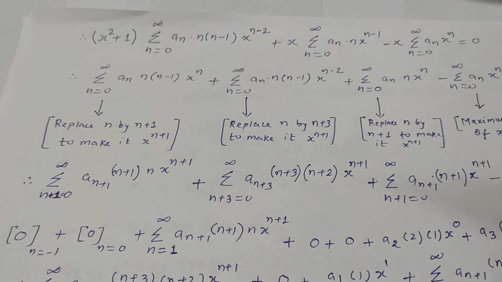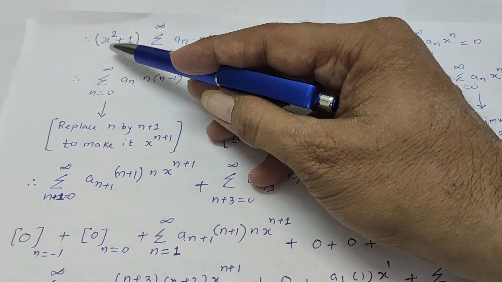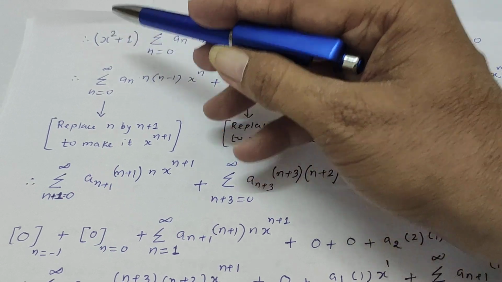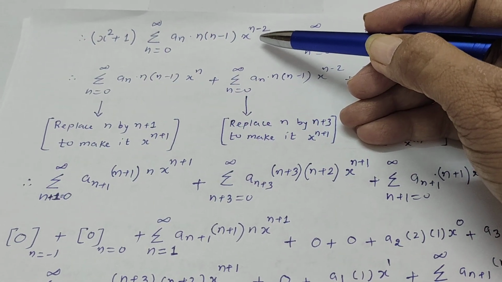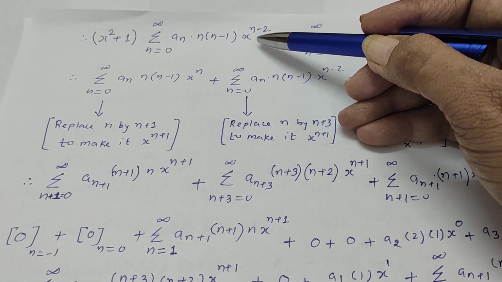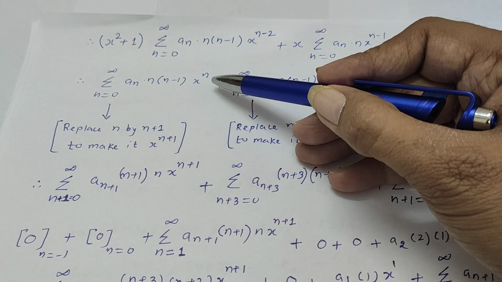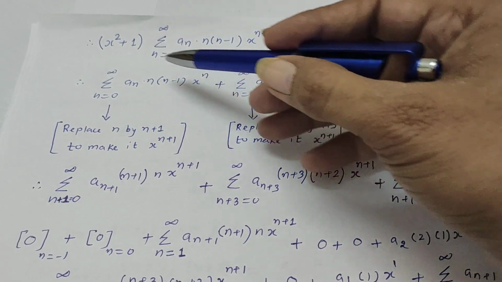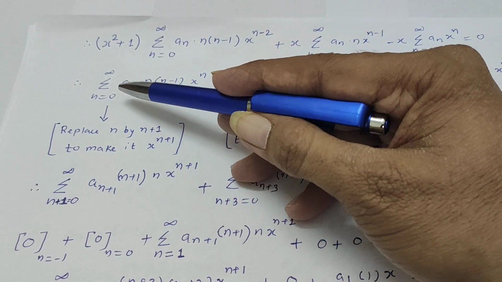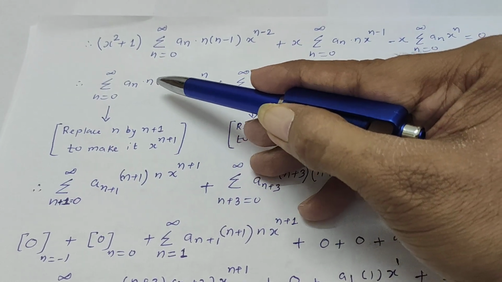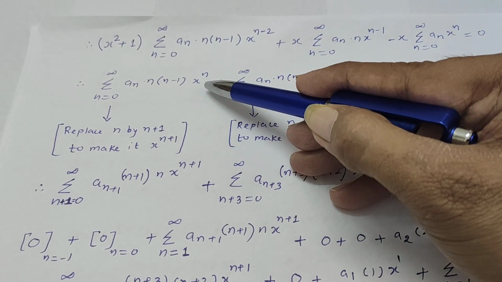Now if you multiply this term by x square, you can see that the power of x is 2, and over here the power of x is n minus 2. So the resultant power of x will be n minus 2 plus 2, that is x raised to n. So x square into this term will become summation from n equals 0 to infinity a_n into n into n minus 1 into x raised to n.